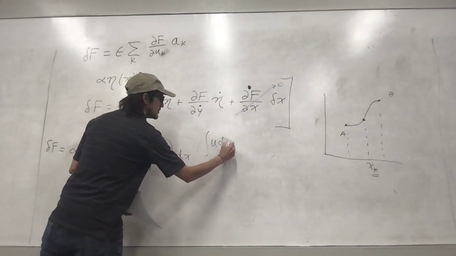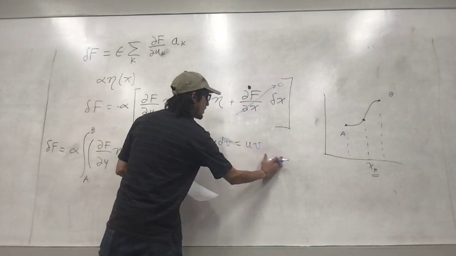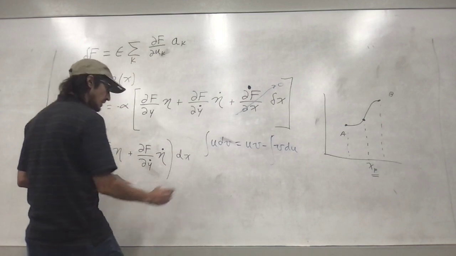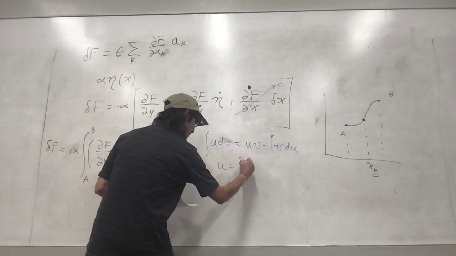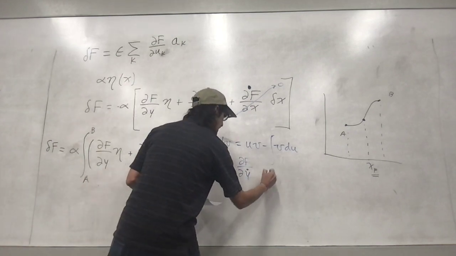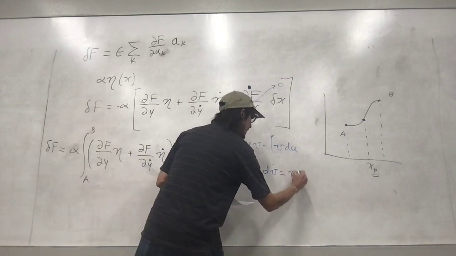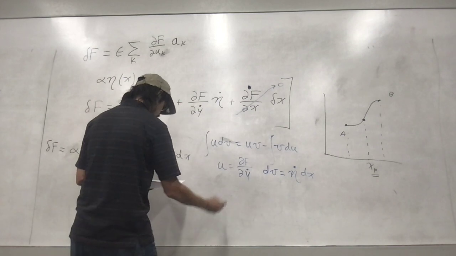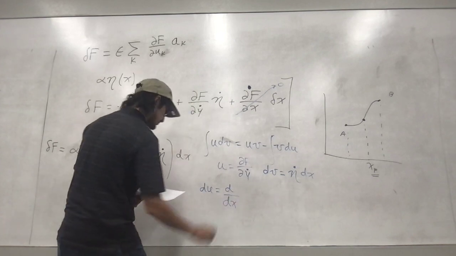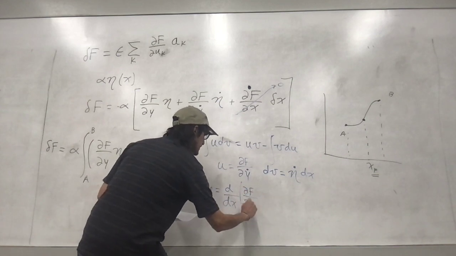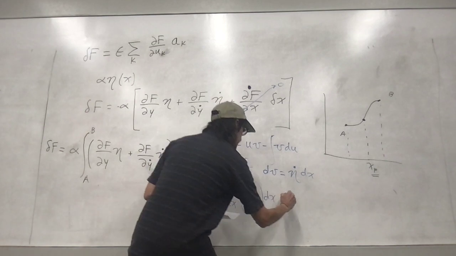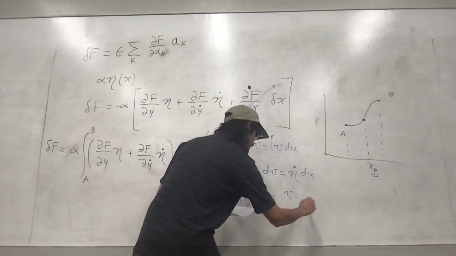The integral of u dv equals uv minus the integral of v du. U is the partial derivative of f with respect to y dot, and dv is going to be eta dot dx. So du is the derivative with respect to x of this function, or this derivative, dx, and when we integrate dv, we get that v is just eta.